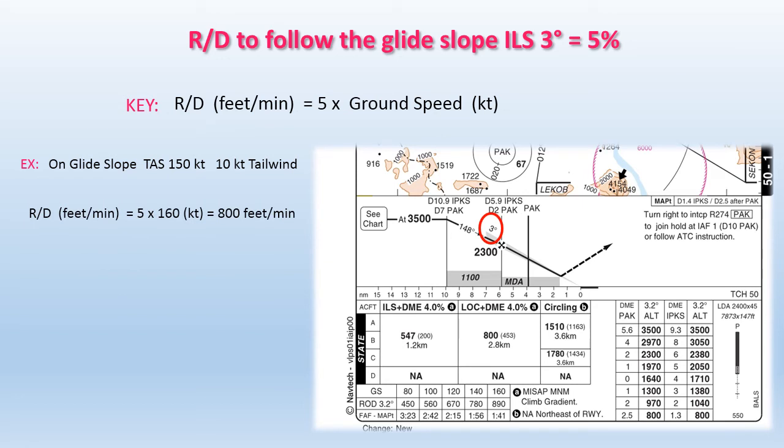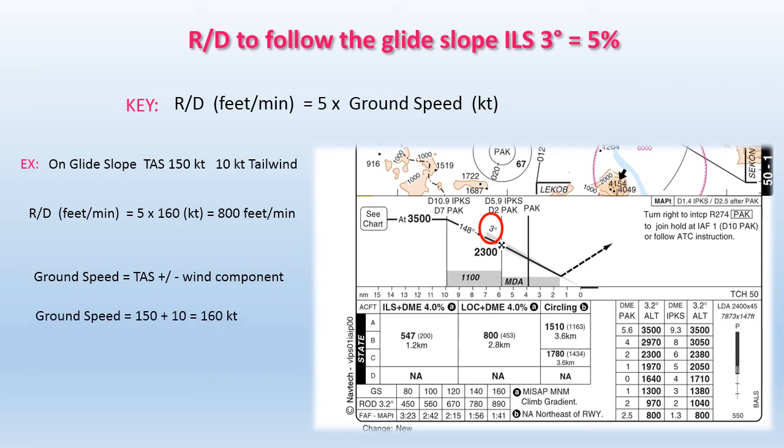Refer to the example and apply it to the formula. Rate of descent equals 5 multiplied by 160 knots, which equals 800 feet per minute. Because the ground speed comes from true airspeed plus or minus the wind component. For the example, they already tell us there is a tailwind of 10 knots. That means the wind component is already 10 knots.